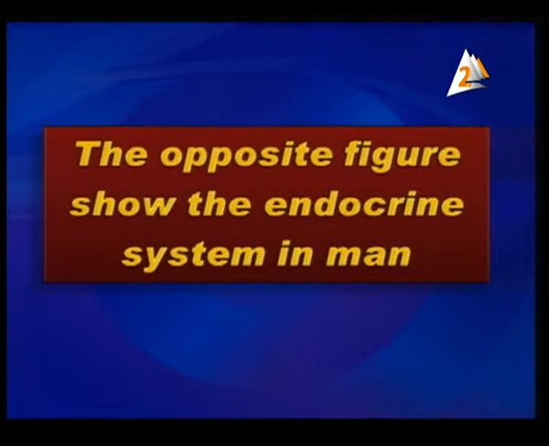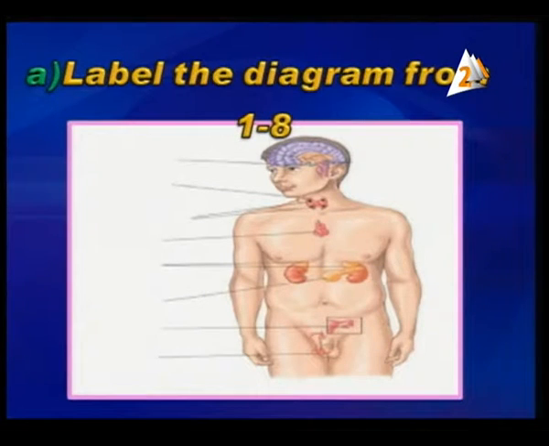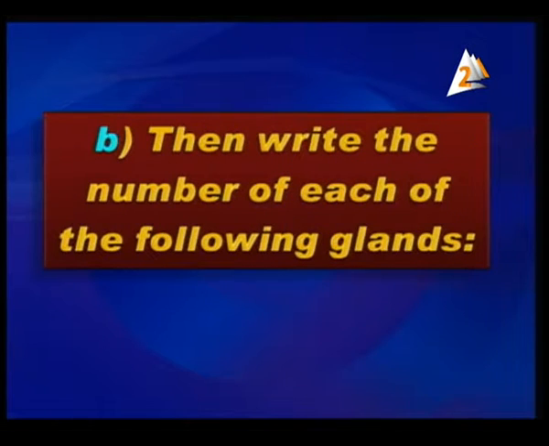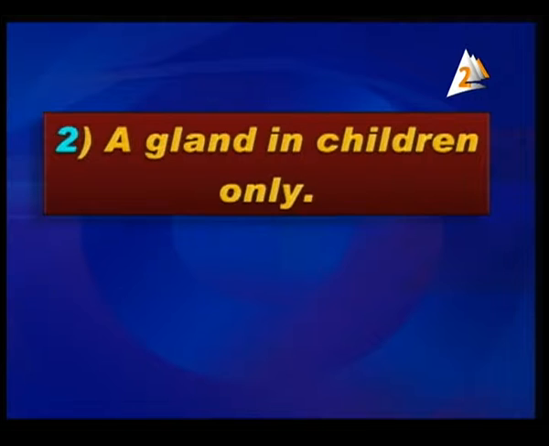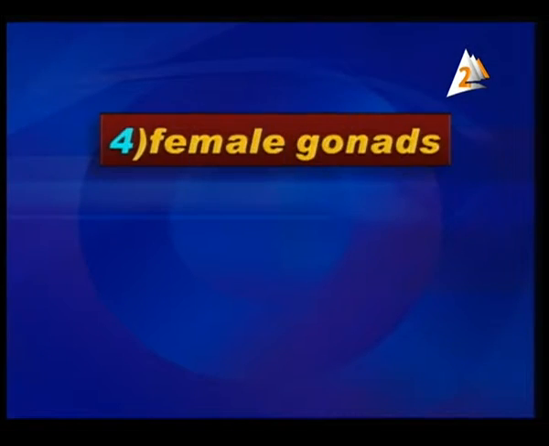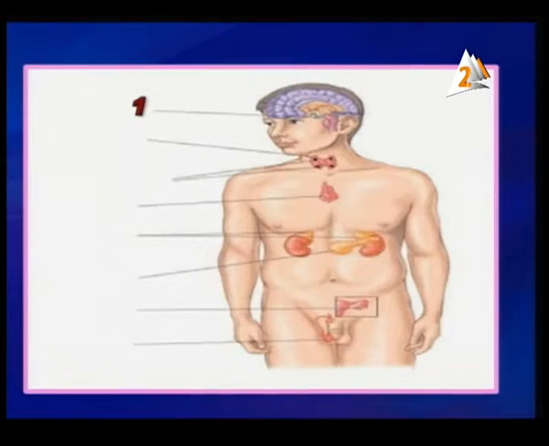Question 2. The opposite figure shows the endocrine system in men. Number A, label the diagram from 1 to 8. Number B, then write the number of each of the following glands: the master gland, a gland in children only, mixed gland, a female gonad. Yes. First of all, the names or the labels.